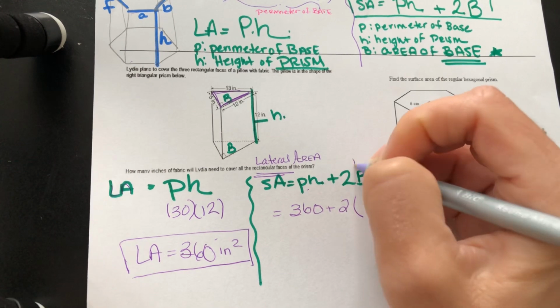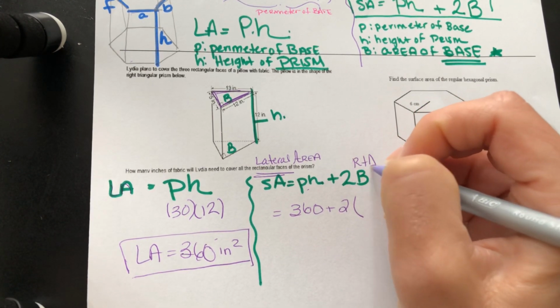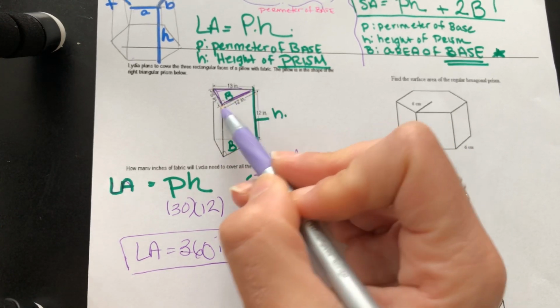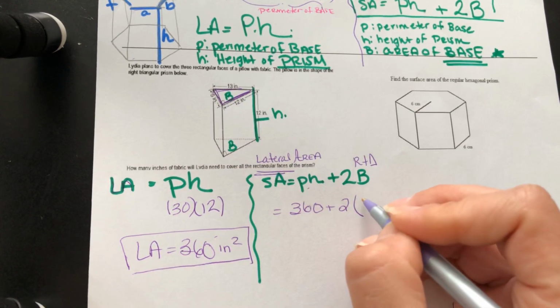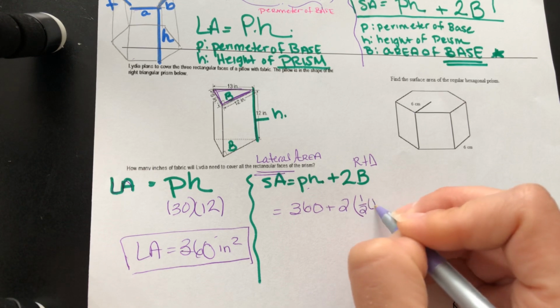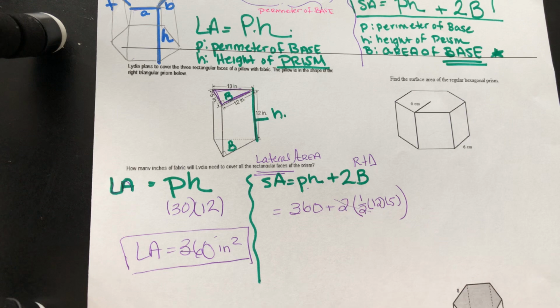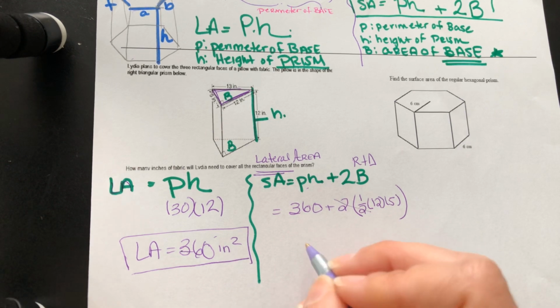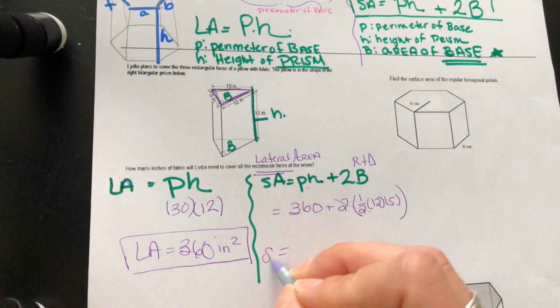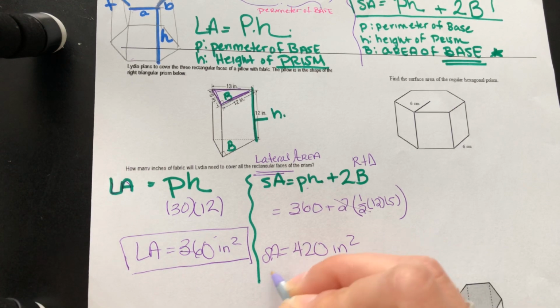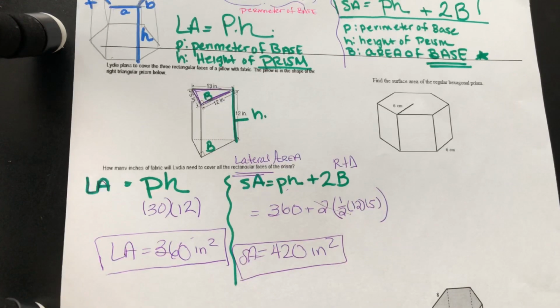The base, again, the fact that we have a right triangle makes our life very easy. So 5 is a base, we could say, and 12 is the height, or vice versa, but we have our numbers. So we have 1/2 times 12 times 5. Yes, you can think those cancel, so 360 plus 60, your surface area is 420 inches squared. Done.